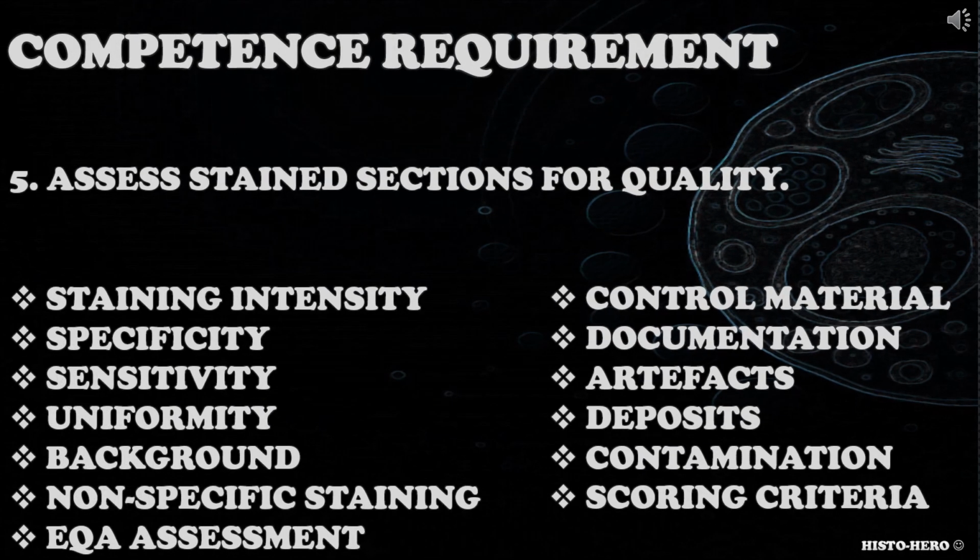The fifth competence requirement is assess stained sections for quality. Candidates should be able to assess quality of stained sections. Does the candidate assess stained sections for quality correctly? Do they take correct steps during the assessment? Do they focus on correct features when assessing quality of staining? Maintain appropriate audit trail? When addressing this competence requirement, candidate could consider staining intensity and uniformity, specificity and sensitivity, presence of background, consistency of staining, presence of non-specific staining, EQA assessment criteria, relevant documentation, control material.